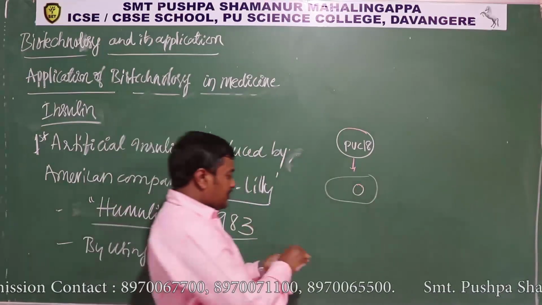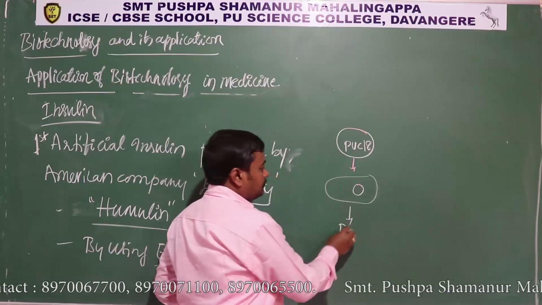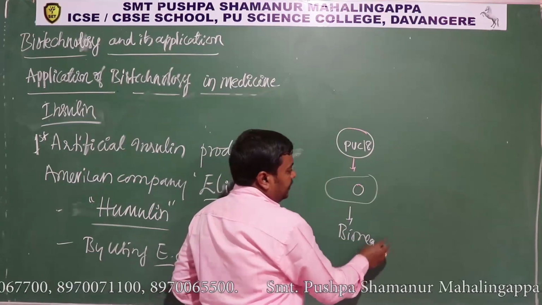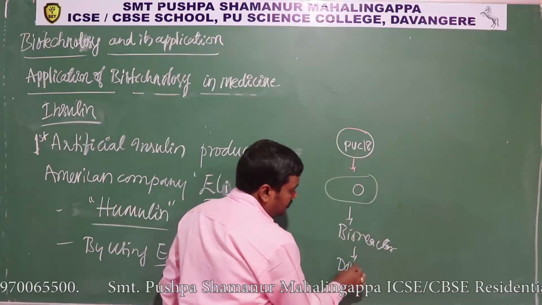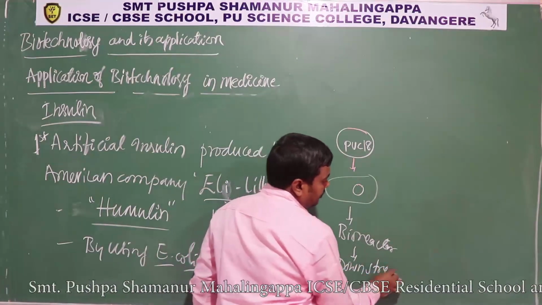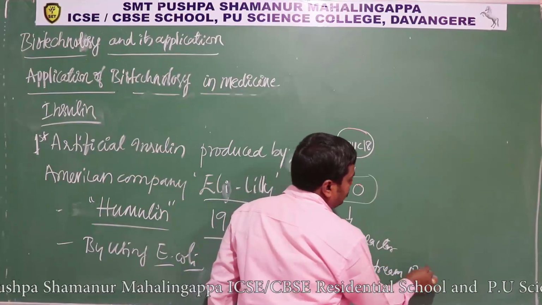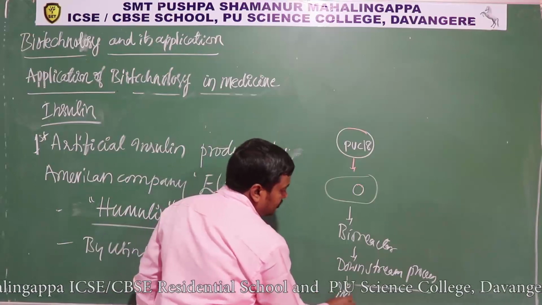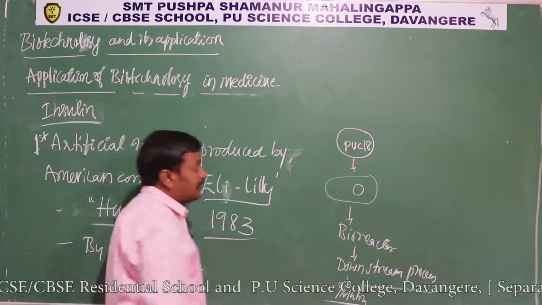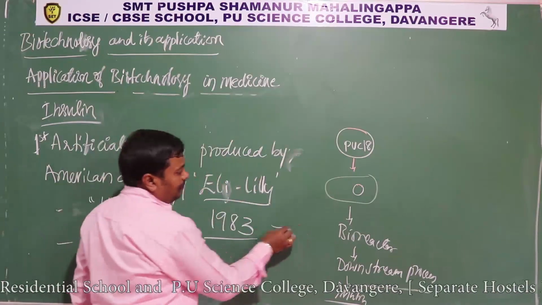Okay, they grow in a bioreactor, and by using a downstream process they isolated insulin. So finally they get insulin. Okay, so initially they thought to produce proinsulin.